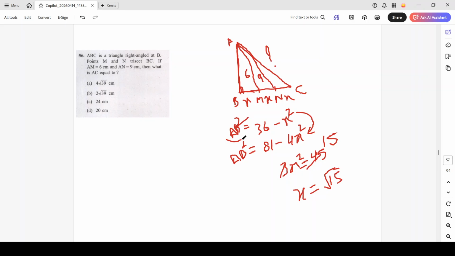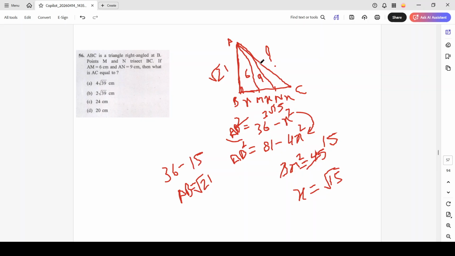Now we find out the value of AB square, 36 minus x square, which gives 15. Now we got AB as root 21. And since X is root 15, that means BC is equal to 3 root 15.